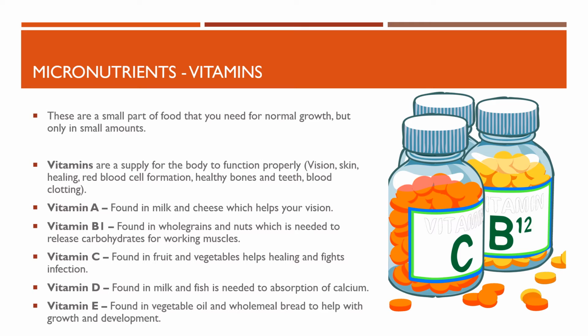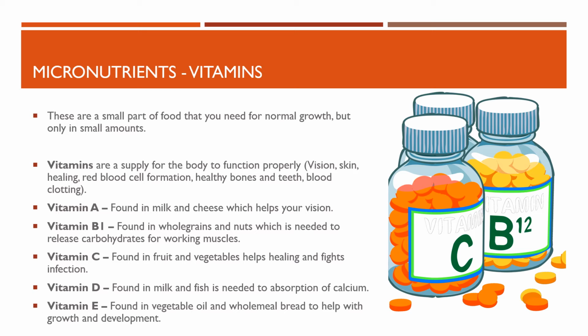So today we're looking at different micronutrients, water and fibre. First of all, the first micronutrient we're looking at is vitamins. These are a small part of food that you need for normal growth, but you only need them in small amounts. Vitamins supply the body to function properly: vision, skin healing, red blood cell formation, healthy bones, teeth and blood clotting. There are loads of different reasons that vitamins are important, but they're just a few.